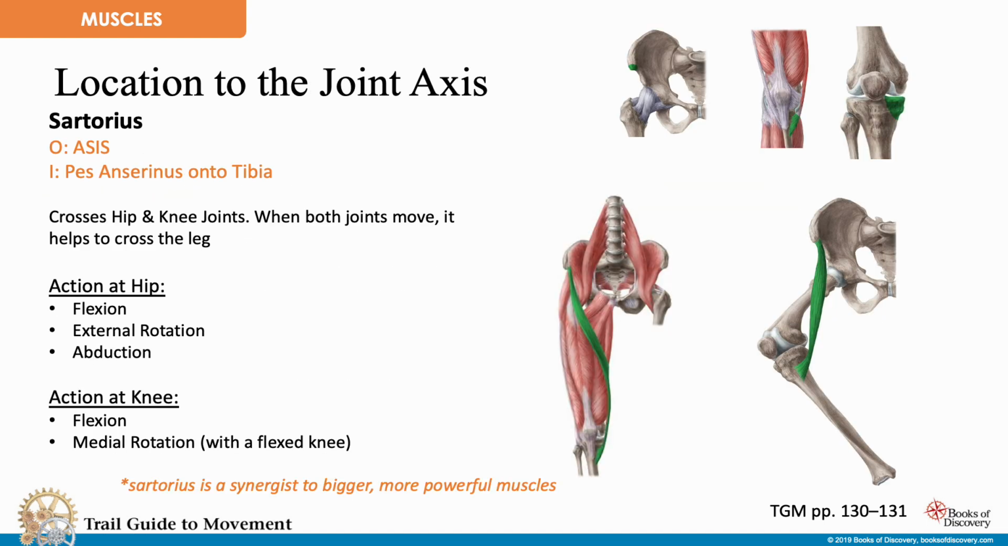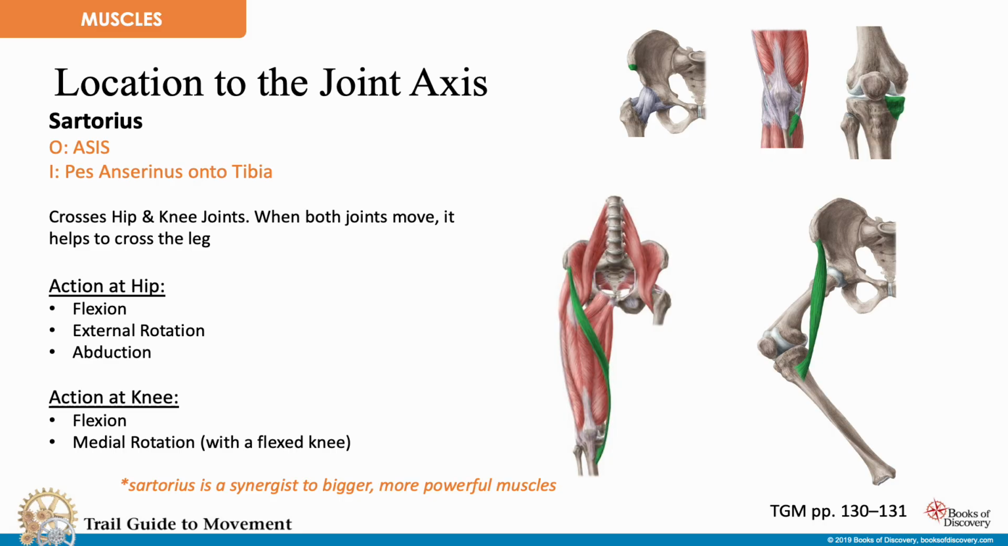Looking at location, the sartorius is the perfect example of how real estate dictates function. Because this muscle crosses both the hip and the knee joints, it has influence on both. Notice how it winds across the thigh like a seatbelt. At the hip, it helps you flex, rotate outward, and move the leg away from the midline. At the knee, it helps with flexion and rotating that knee inward. This is the muscle that literally allows you to sit cross-legged, which is why it's also nicknamed the tailor's muscle, because tailors would sit in a cross-legged position when they were working.